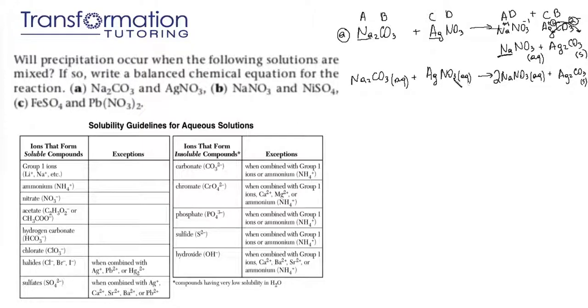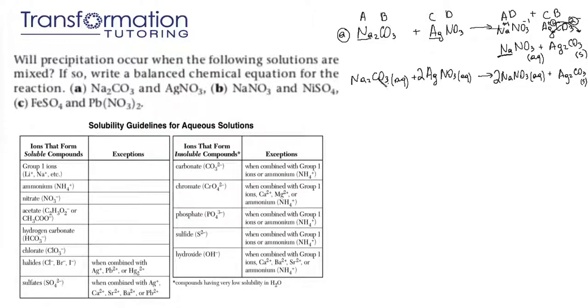So let's go ahead. We have 1 NO3 on this side, 2 on this side. So I am going to put 2 in front of this molecule. Therefore, my NO3s are now balanced. And let's look at Ag. I have 2 Ag here, 2 Ag here. And the last one is CO3.